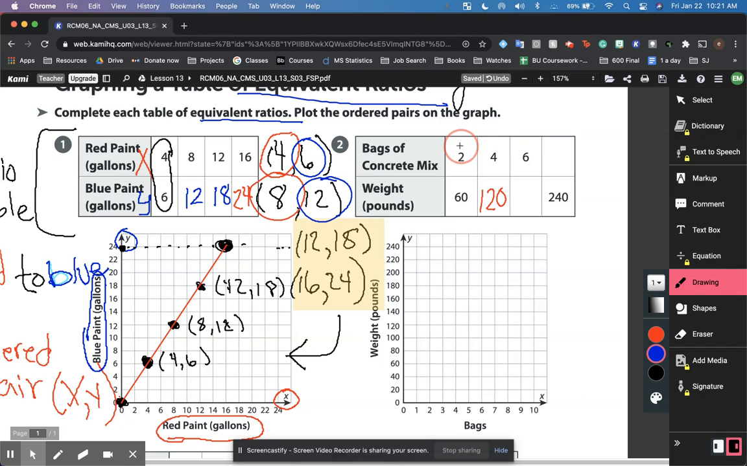And then I'm tripling the weight. 2 times 3 is 6. 6 bags of concrete mix. I'm tripling the weight as well because everything stays equivalent. 60 times 3, I might have to do some work on the side if you don't know off the top of your head, is 180.